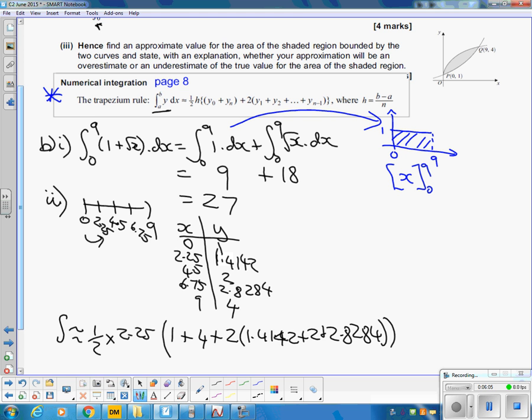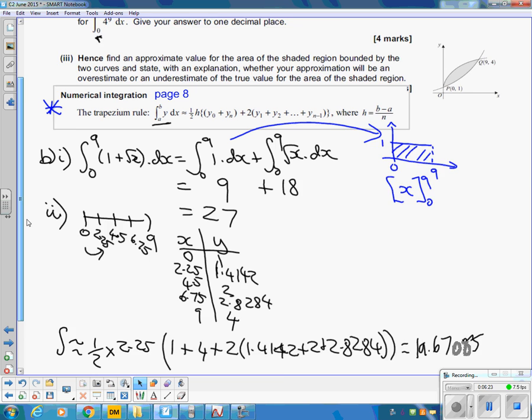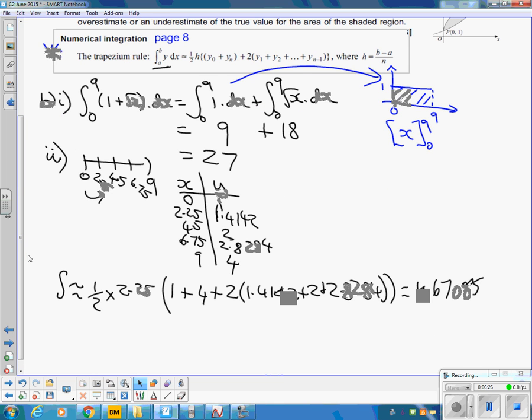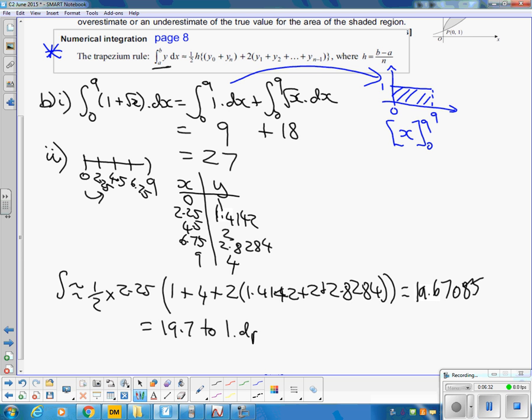And then if you put all of that into your calculator, if you put it in just like that with those brackets where they are, you will get the right answer, which tells us it's approximately 19.67085. And then we look at the question. Okay, back to the question. It said 1 decimal place, so that's 19.7 to 1 decimal place.